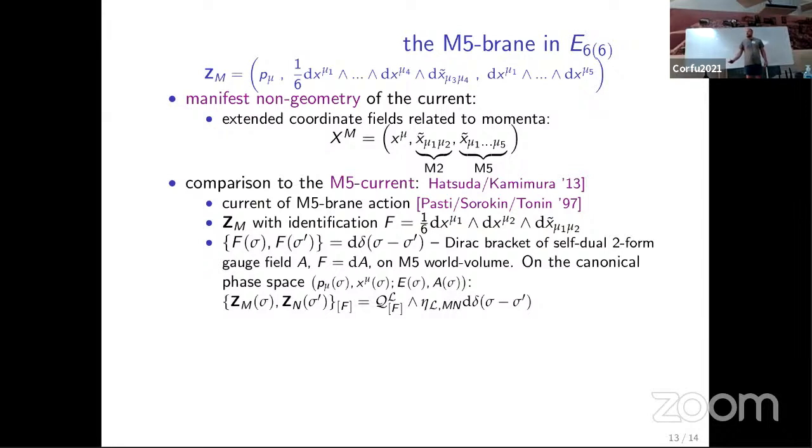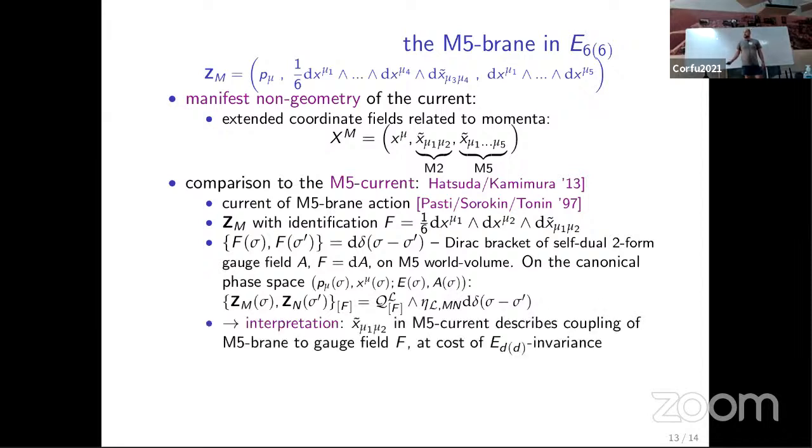So the degrees of freedom of the M5 brane world volume are the momentum, the embedding coordinate, and then we have this form and the gauge field, a two-form, and its canonical momentum. And it turns out we can write these phase space coordinates or the Poisson structure in this E7 covariant way, which was the one I postulated before. And so the interpretation is that we can have a physical interpretation of these extended coordinates.